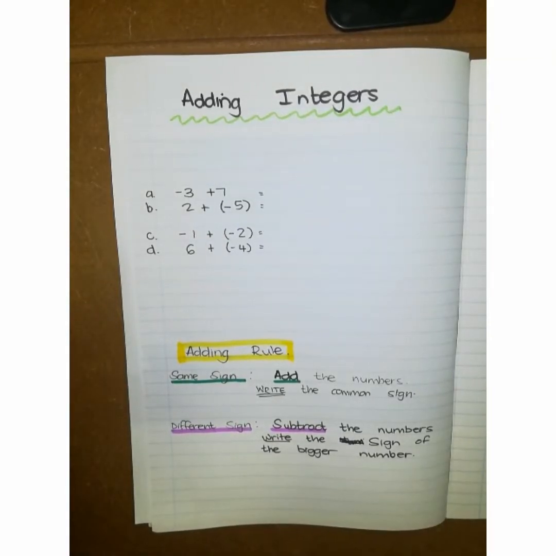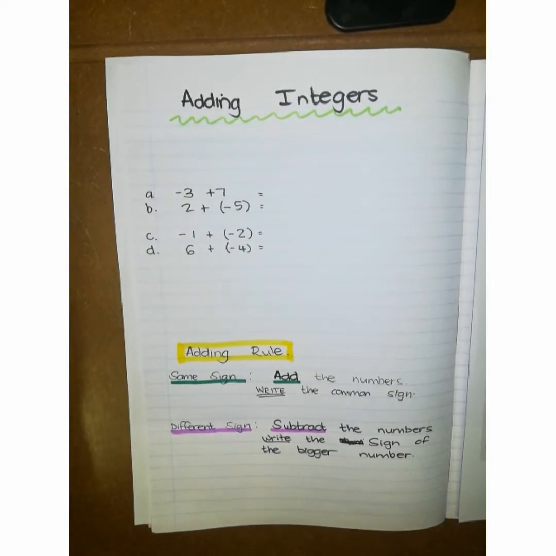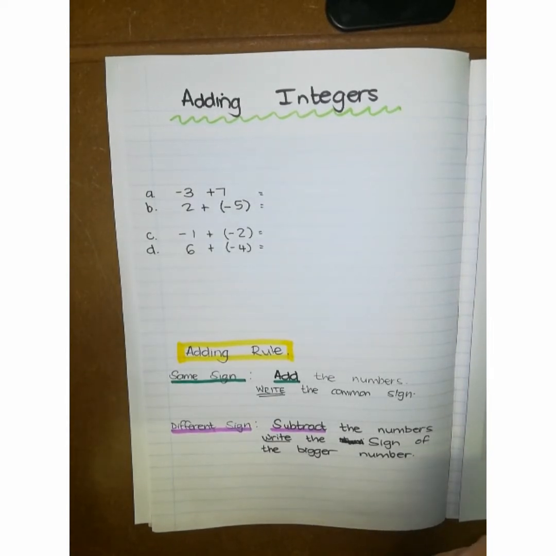Welcome to adding integers. Now that we know what integers are and how to order them, how to compare integers, what's a bigger number, we can carry on with how to add these numbers. The easiest way for us to understand is to think of money. So if I have to tell you, you have 4 rand and you owe somebody 5 rand, what are you left with?